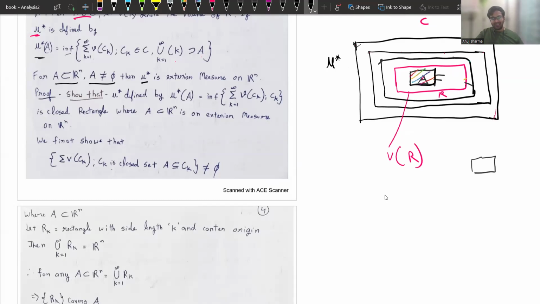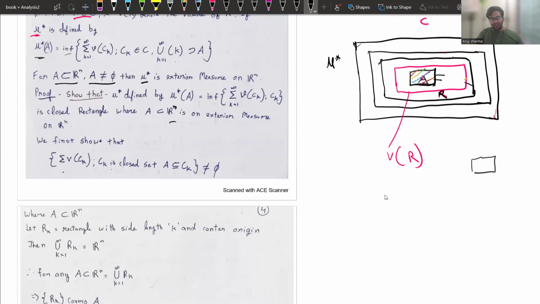You can see it, right? Where A is a subset of Rn, and it is an exterior measure on Rn. We first show that, so you have to prove that there is something, mu star, that is covering the whole rectangle. So let's show it.